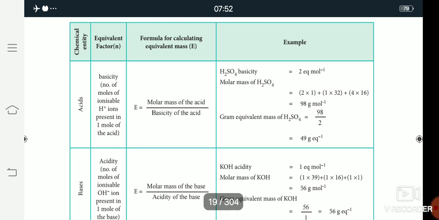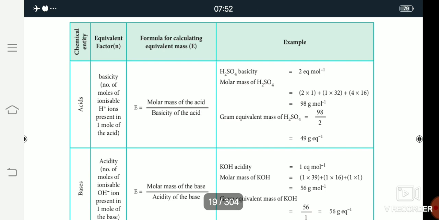So the first one, acid. Acid means basicity, the presence of H plus ion, hydrogen ion. Then base. Base is the presence of OH minus ion. Examples of acids are hydrochloric acid, sulfuric acid and nitric acid. Examples of bases are sodium hydroxide, potassium hydroxide and ammonium hydroxide.